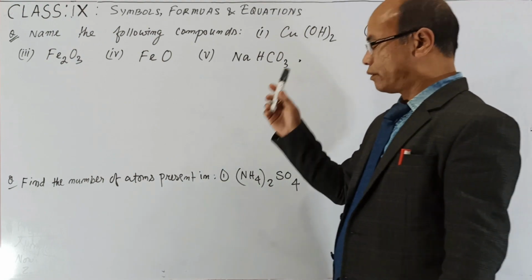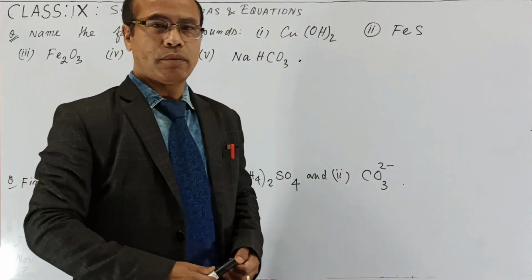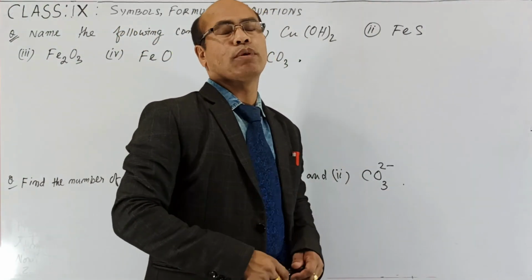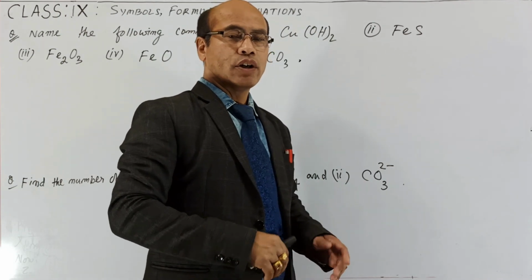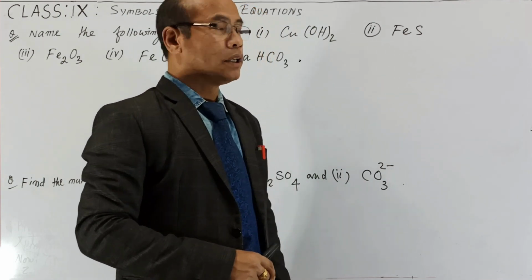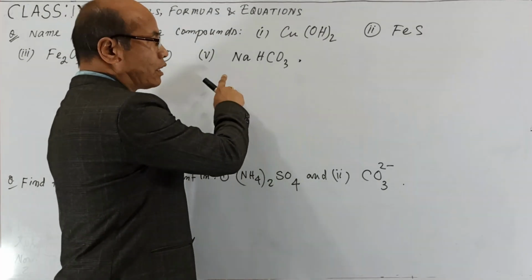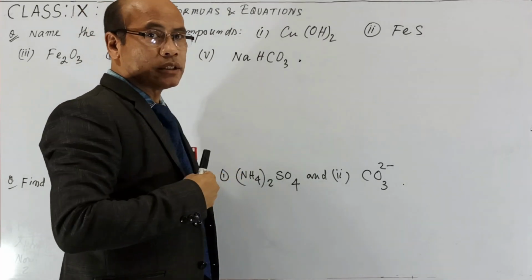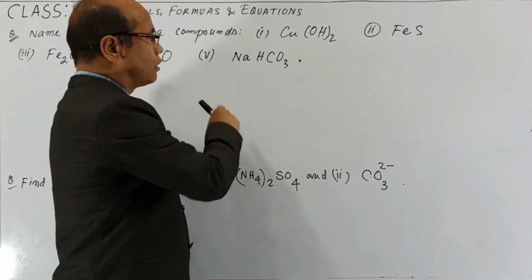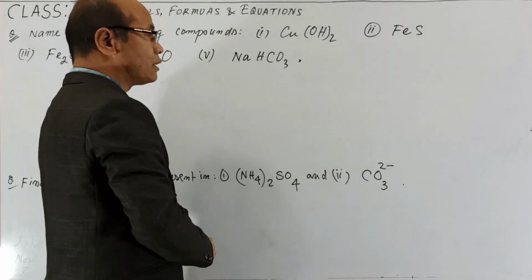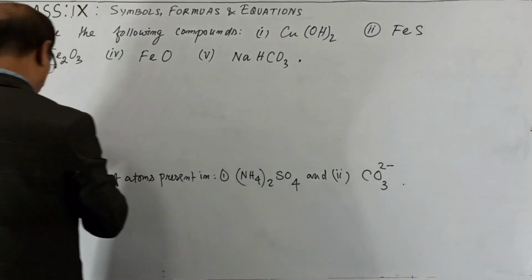In the previous case, we were given the name of the compounds and then we used to write the chemical formula of the compounds. And today we are going to do just the reverse of that. Means we are given the chemical formulas and now in turn we have to write down the chemical names of these compounds. Just the reverse of the previous case. So how will you do?